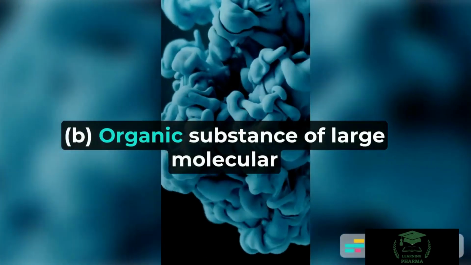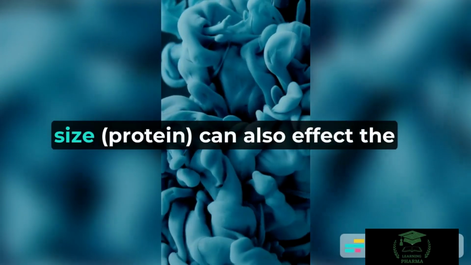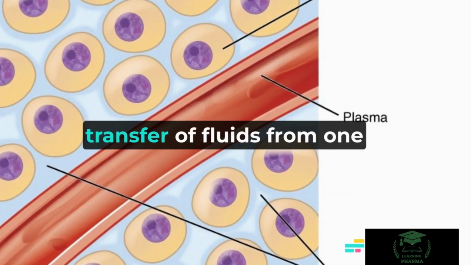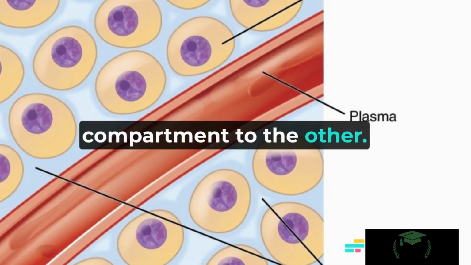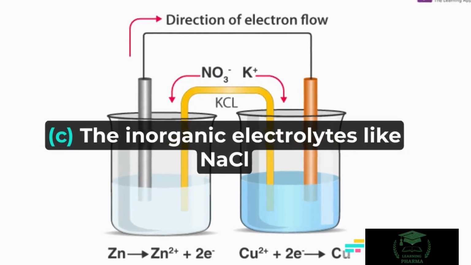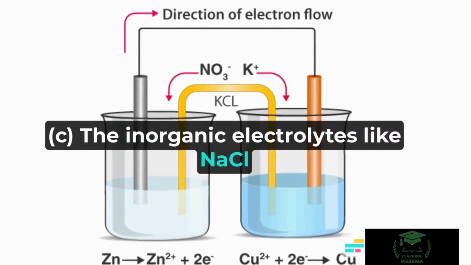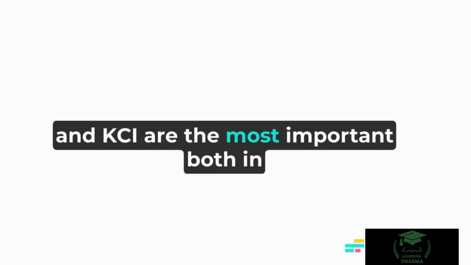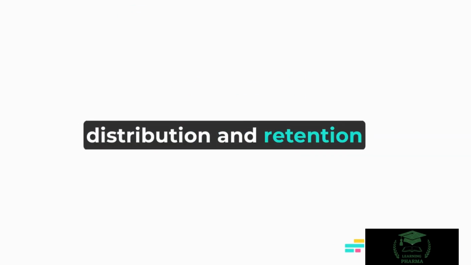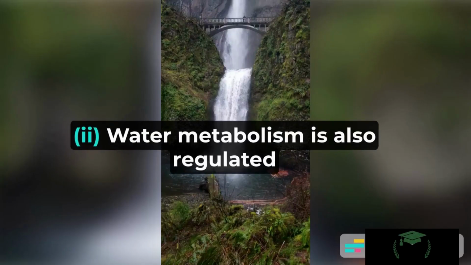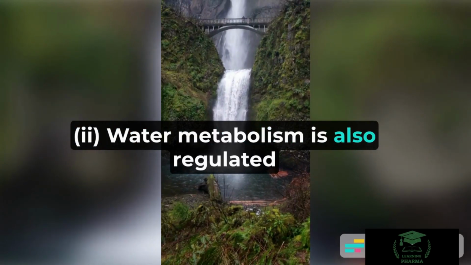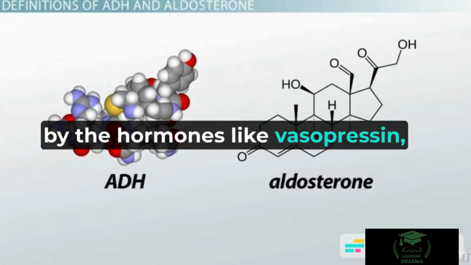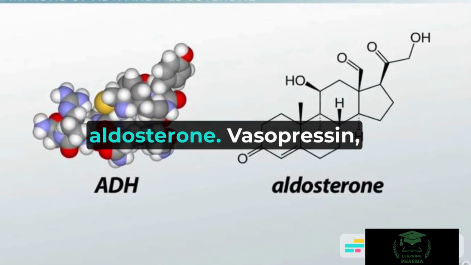B. Organic substances of large molecular size, like proteins, can also affect the transfer of fluids from one compartment to the other. C. The inorganic electrolytes like sodium chloride and KCl are the most important in both distribution and retention of the body water. 2. Water metabolism is also regulated by hormones like vasopressin and aldosterone.